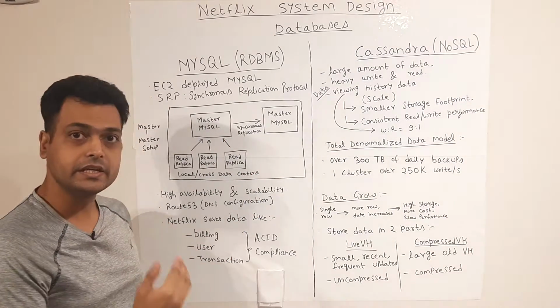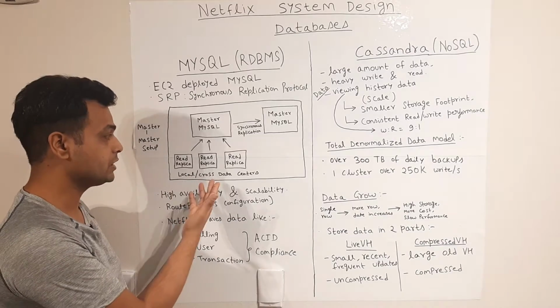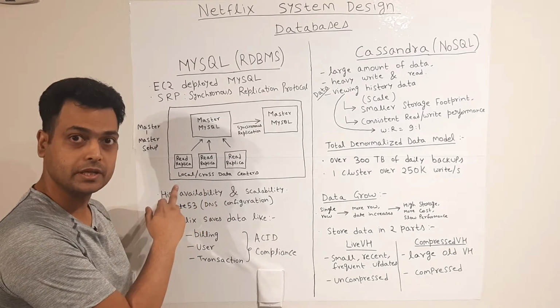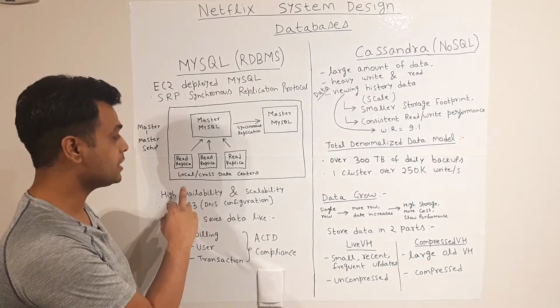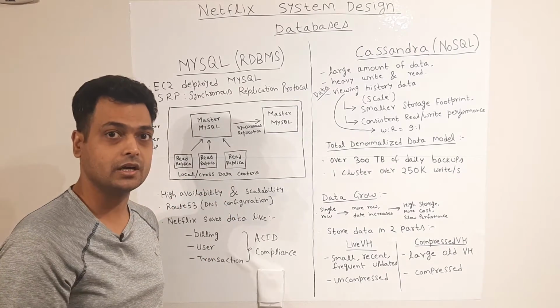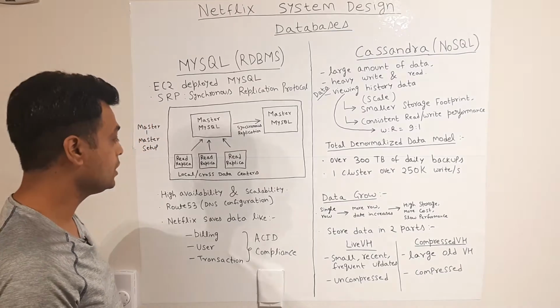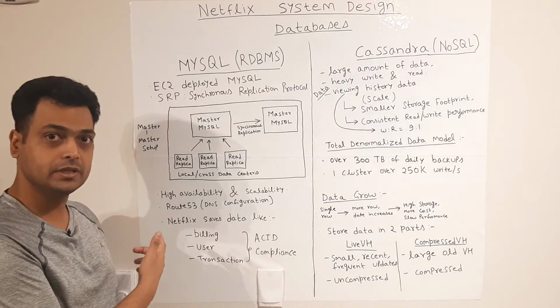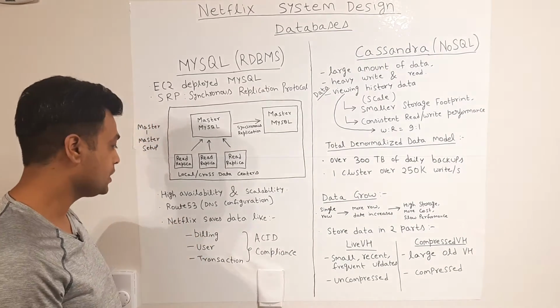For all the read requests, the requests are going to the read replicas, and they are spread both locally and cross data center across different regions. So that increases high availability and scalability.